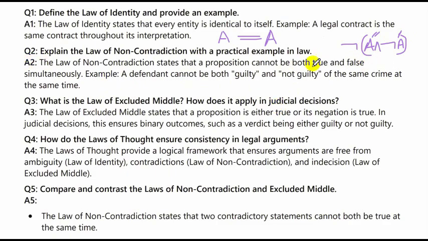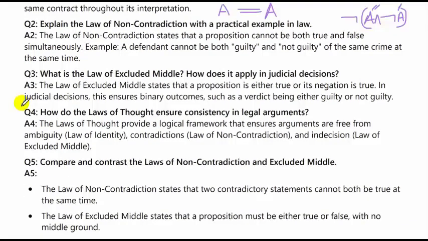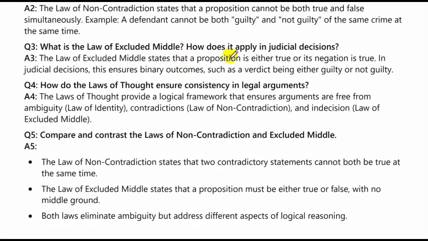So in this, both cannot be true or both cannot be false. One has to be true, the other has to be false. Let's move to the third question. What is the law of excluded middle? How does it apply in judicial decisions?